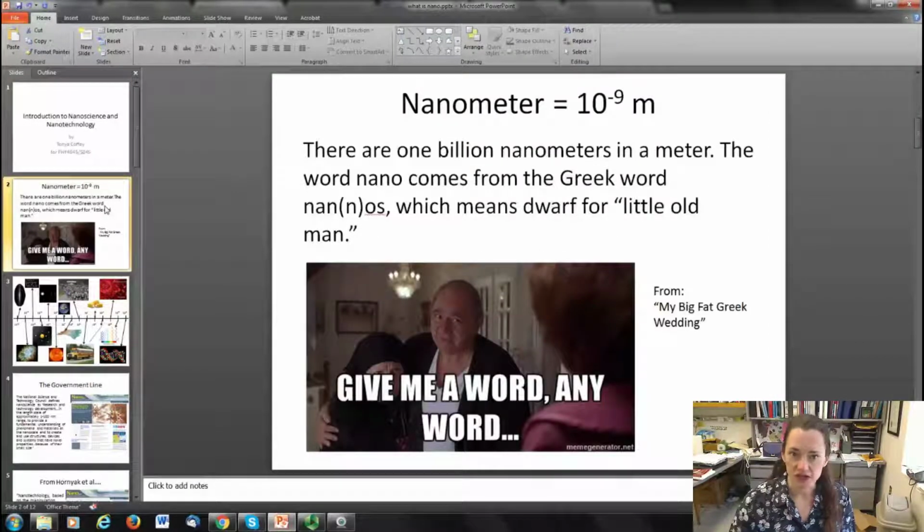So to understand nanoscience and nanotechnology and what it is, you kind of have to understand the length scales that we're talking about. Nanoscience deals with phenomena that occur on the order of a nanometer, which is 10 to the minus 9 meters. There's about 1 billion nanometers in a meter. And the word nano comes from the Greek word nanos, which means dwarf or little old man.